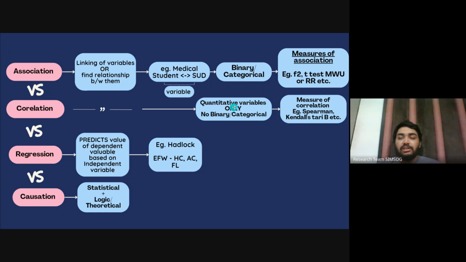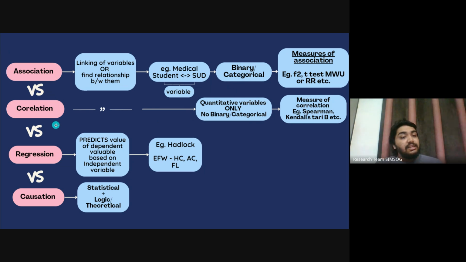Now what are quantitative variables, if you all remember? Things like age, BMI, or even your sugar levels, the quantity of sFlt in your blood, or the quantity of troponin in your blood, and so on. So when quantitative variables are there, we use correlation, and we have certain measures of correlation.